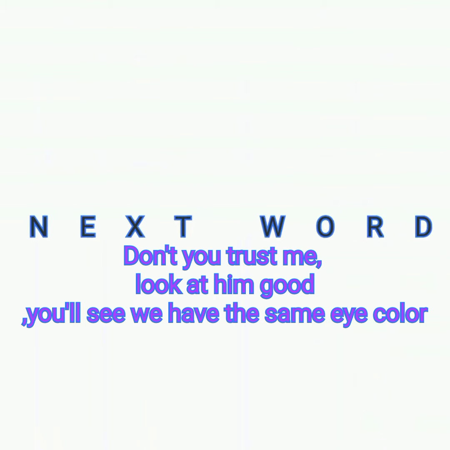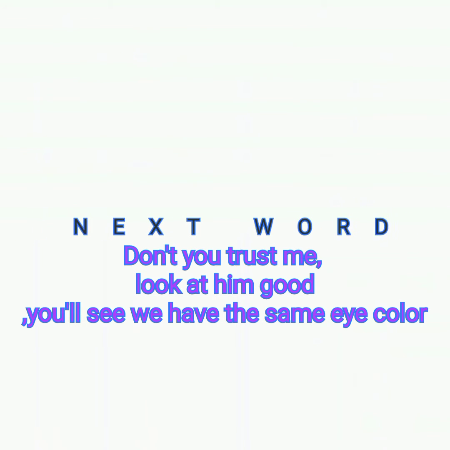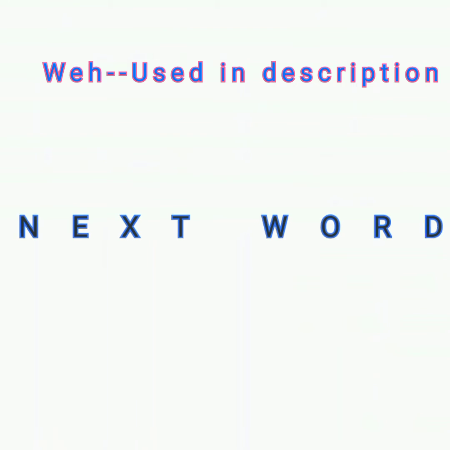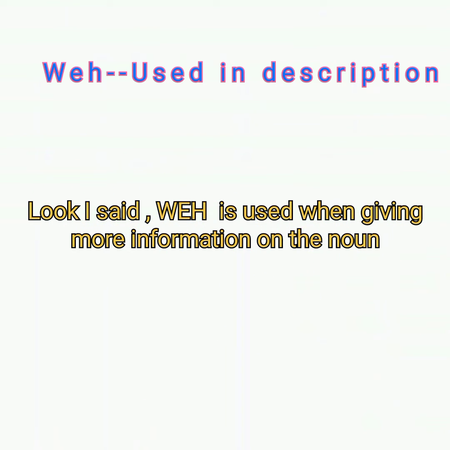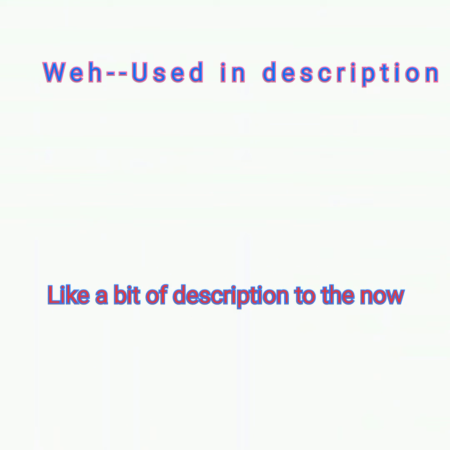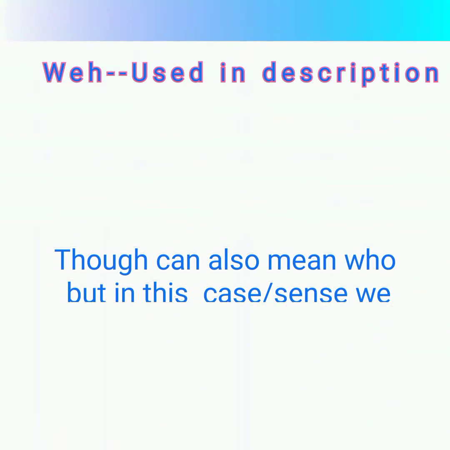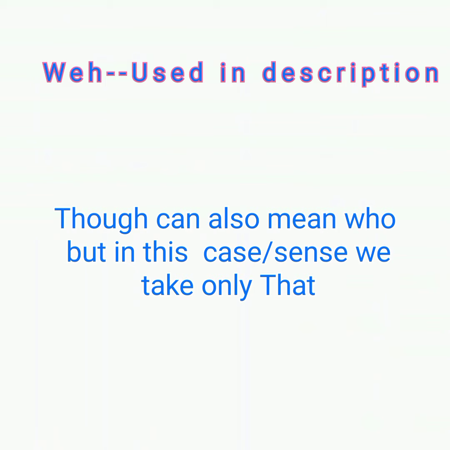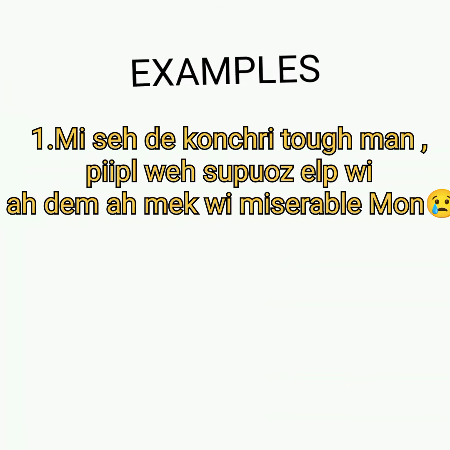Next word. Like I said, where in place of that is used in description. This is when giving more information to the noun, a bit of description you are giving to the noun. Though it can also mean who, in this sense we only take that.